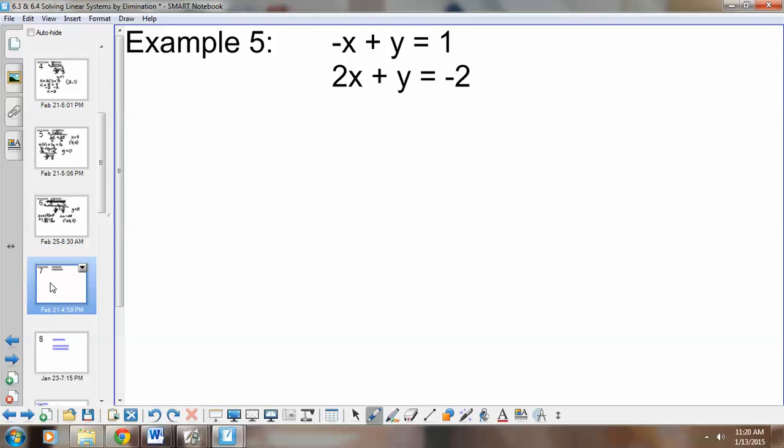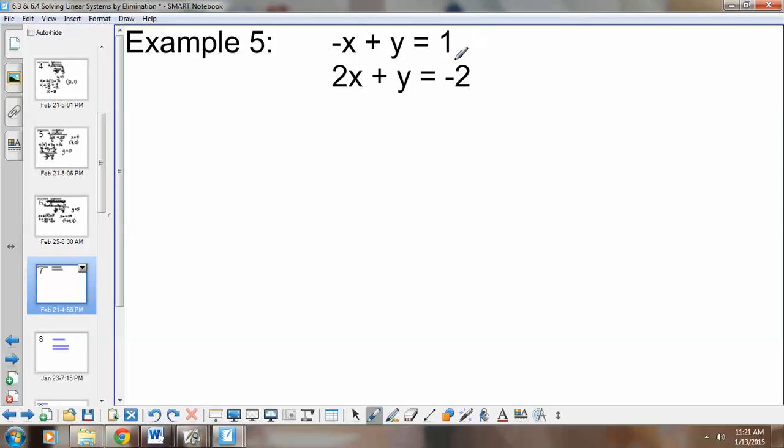I'll try one more. This will be our last example. Negative x plus y equals 1, and 2x plus y equals negative 2. Do I have opposite terms? What about those x's? Are they considered opposite terms? If I add them, am I going to get 0? No, I'm going to get positive 1x if I add negative x plus 2x. Not opposite terms. Can you make the positive x and negative y and negative 1?